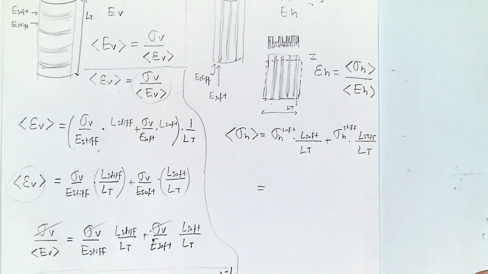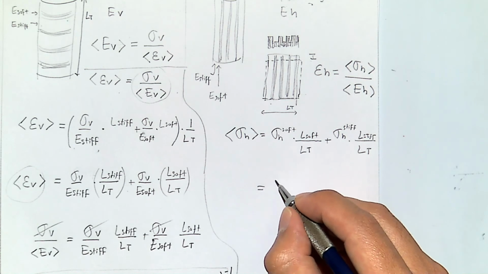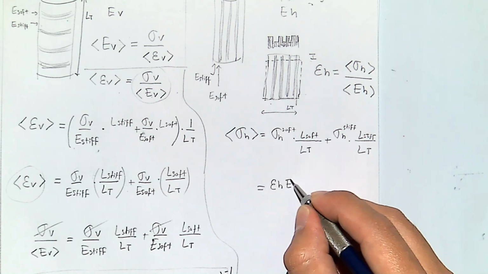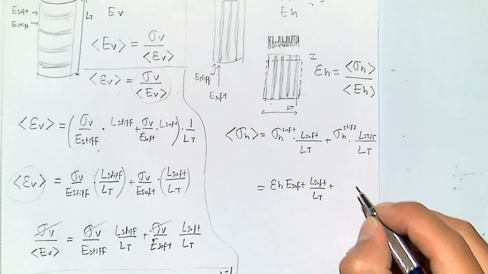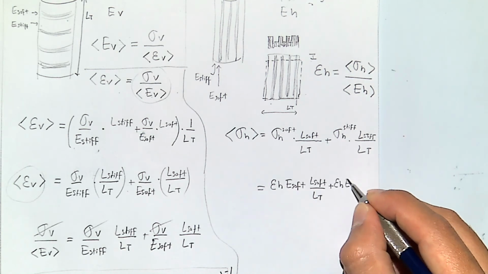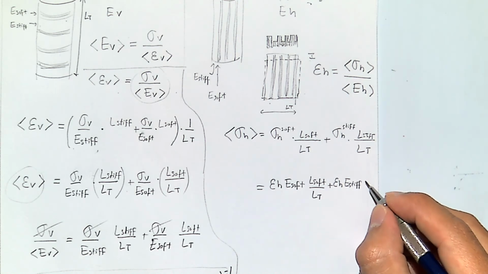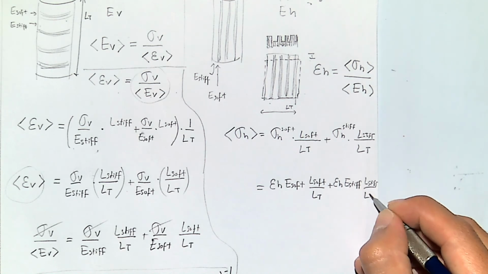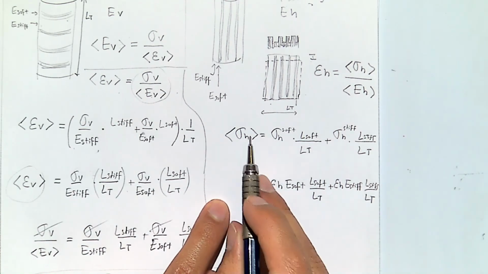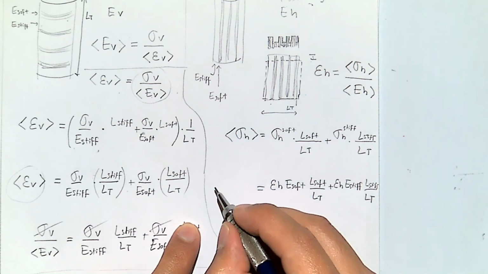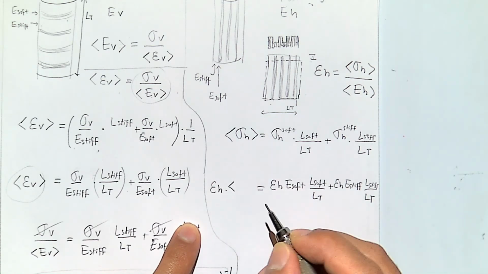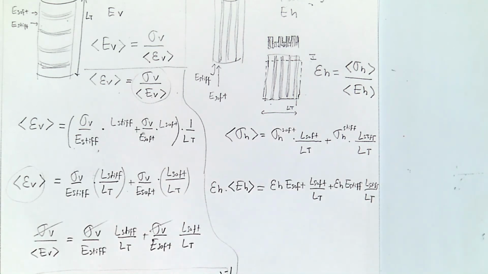Sigma h soft is just going to be, if you see from this equation, EH times E soft, and this one is going to be just EH times E stiff, and the total sigma h from this equation is just EH times the average horizontal modulus of the entire thing, and EH is everywhere.